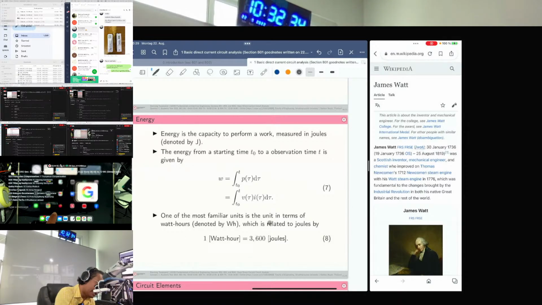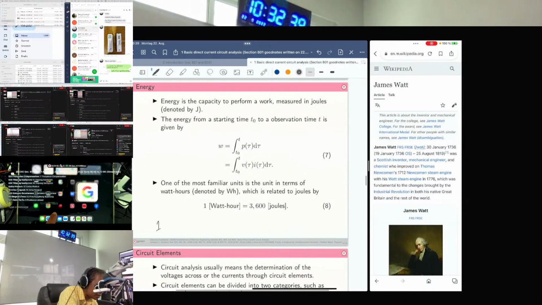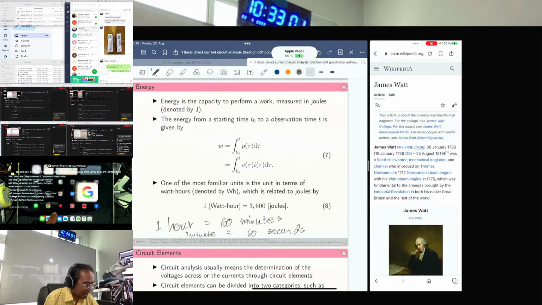And as you know, 1 hour is equal to 60 minutes, right? And 1 minute corresponds to 60 seconds. So in 1 hour, you would have 60 times 60, which is equal to 3,600 seconds, right? In 1 hour.